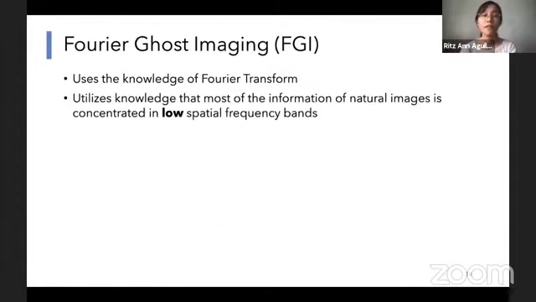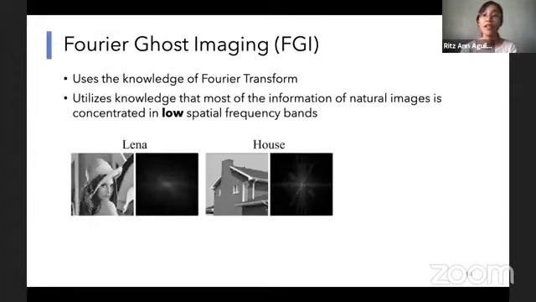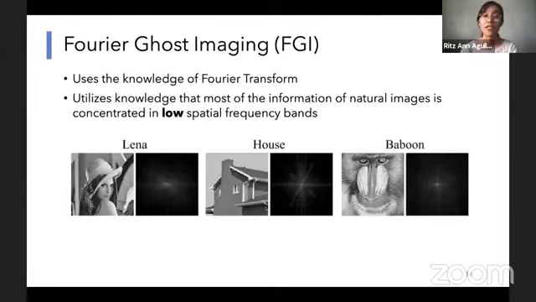Just a brief explanation about Fourier ghost imaging. It just uses the knowledge of the Fourier transform, and utilizes the fact that most of the information of natural images is located in low spatial frequency bands. For example, here, these are standard images being used for image processing. This is the 2D Fourier transform of these images. As you can see, the power spectrum is concentrated on the low frequencies.